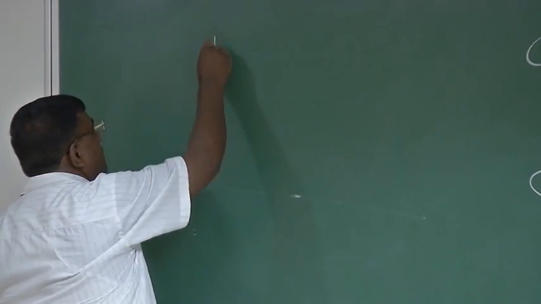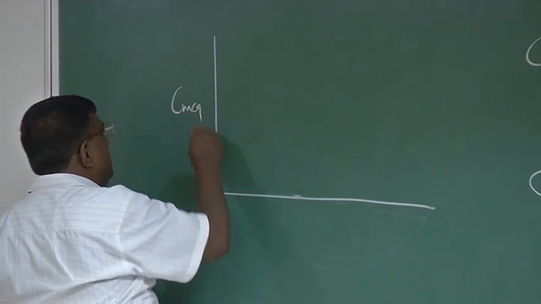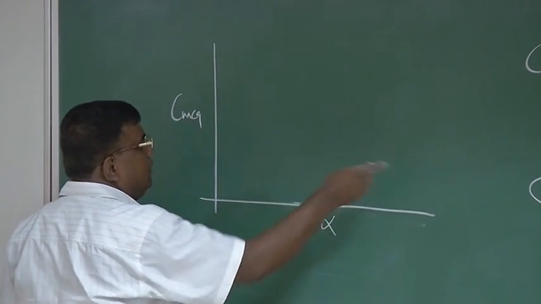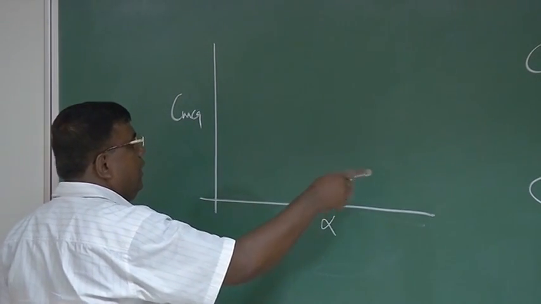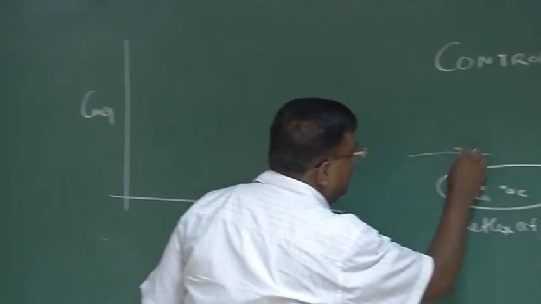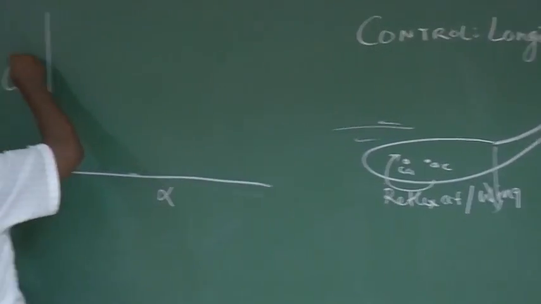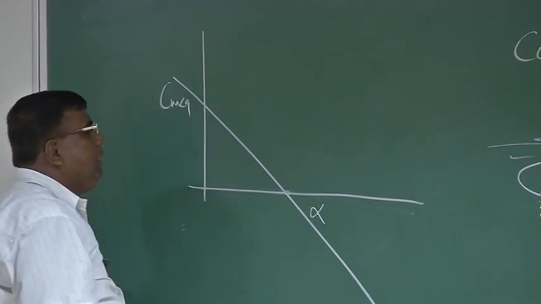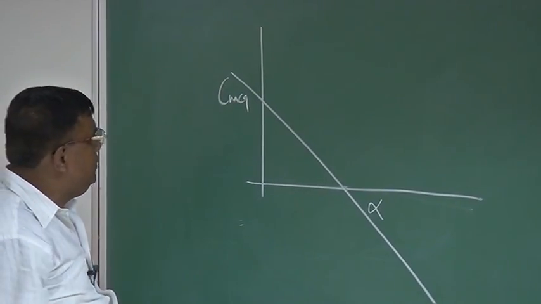If I plot CmCG versus alpha for this configuration, you know that at alpha equal to 0 there will be Cm0. At alpha equal to 0, there will be a force downward which will give you positive moment. So this graph comes like this. And statically stable, AC is behind CG. No problem. We are expert in this now.